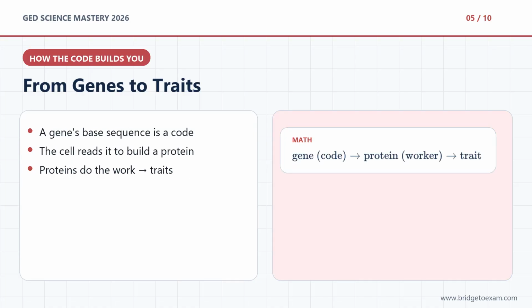So how does a string of letters become a real trait? Step by step. A gene's sequence of bases is a code. The cell reads that code and uses it to build a specific protein, linking together small pieces called amino acids in the exact order the gene specifies. And proteins do the real work. They build structures, they speed up reactions, they carry things around. Those jobs add up to your traits. So the flow is the gene is the code, the protein is the worker, and the trait is the result.